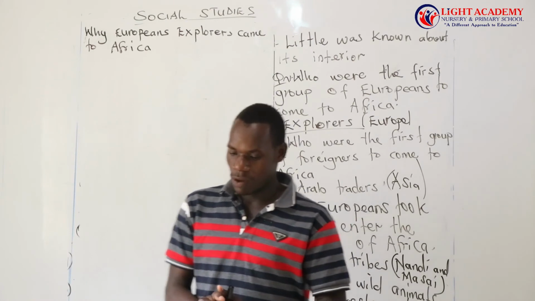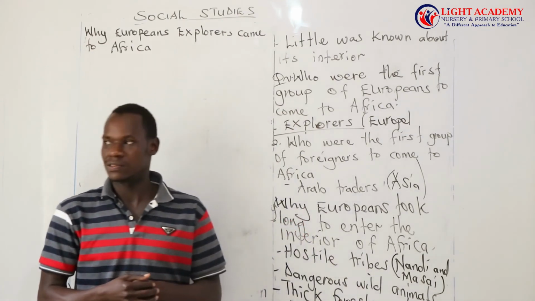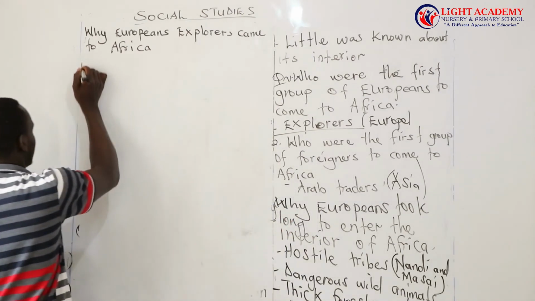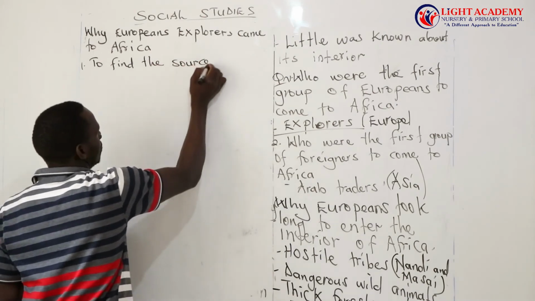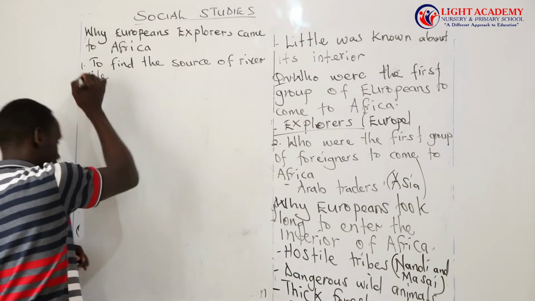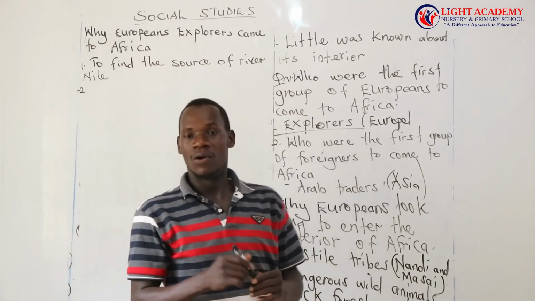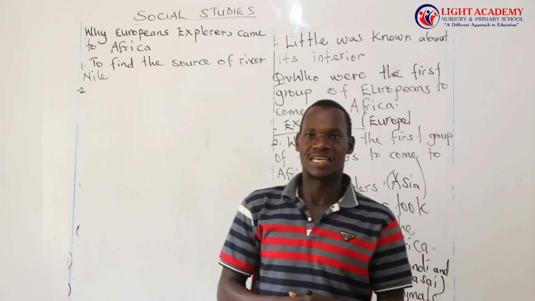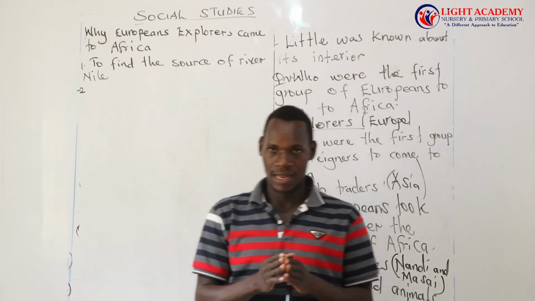One of the major and important reasons why these explorers came to Africa was to find the source of River Nile. River Nile is one of the physical features which attracted many explorers to come to Africa. They always ask the question, which important physical feature attracted many European explorers to come to Africa? That was River Nile.